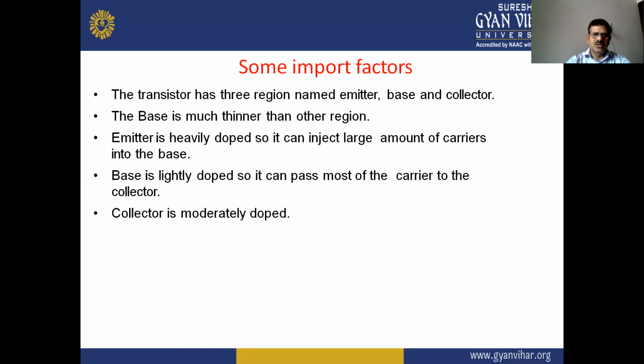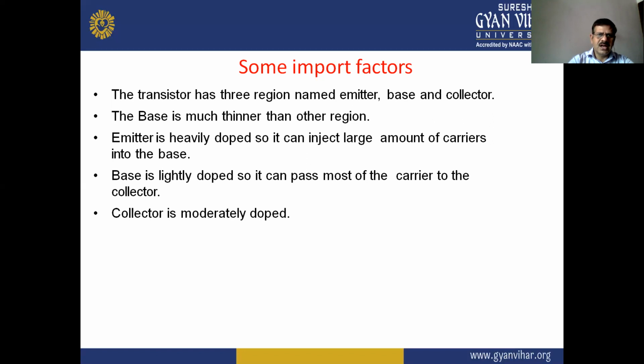Emitter is heavily doped, so it can inject a large amount of carrier charge into the base. The base is lightly doped, so it can pass most of the carriers to the collector. So we kept the width of the base region small as compared to the collector region or emitter region, so that it can pass most of the carriers to the collector terminal.